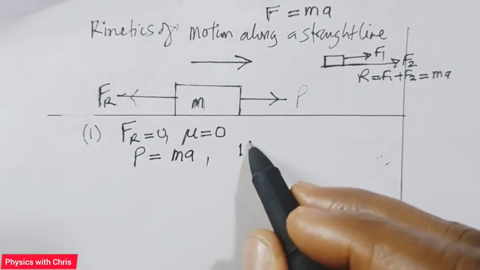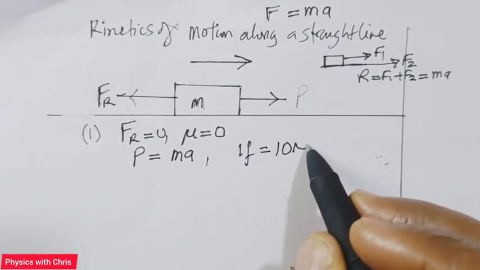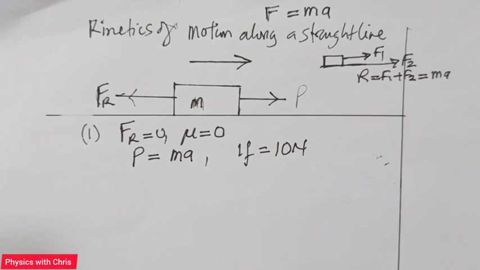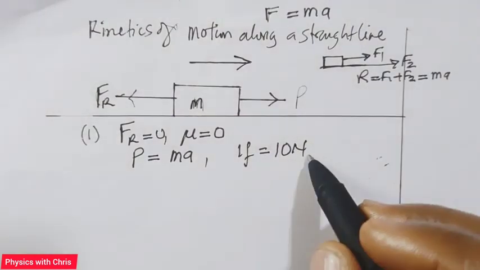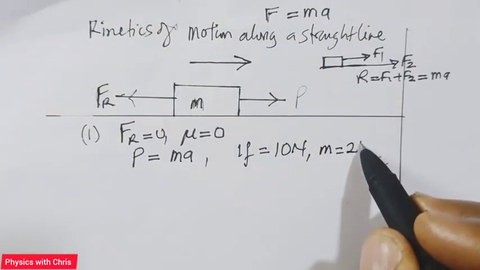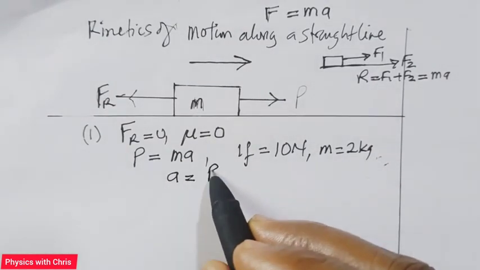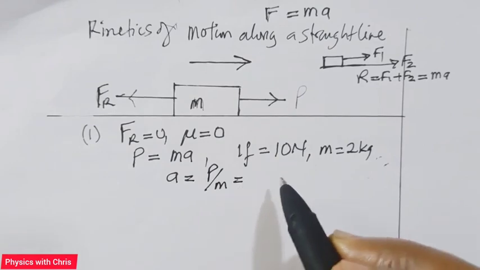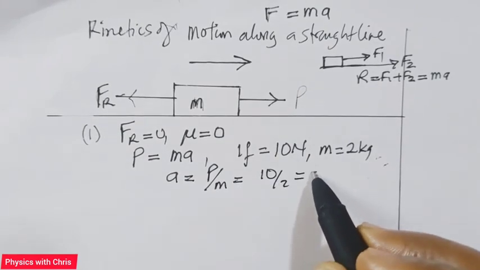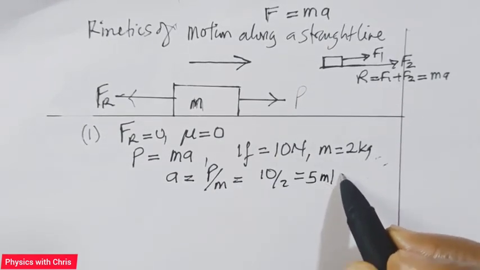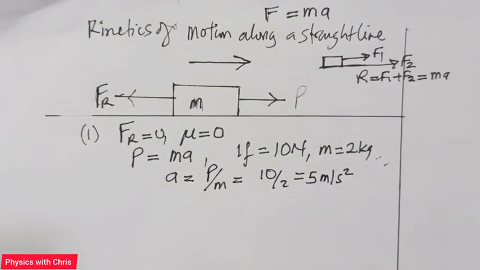So if force P is given, let's say force P is 10 Newton, that's the pull acting on the body, and the mass of the body is given as 2 kilograms. It means that the acceleration produced by force P is given by P over m. That gives us 10 over 2, which is 5 meters per second square. So that gives the acceleration of the body when there's little or no frictional force acting between the two surfaces.